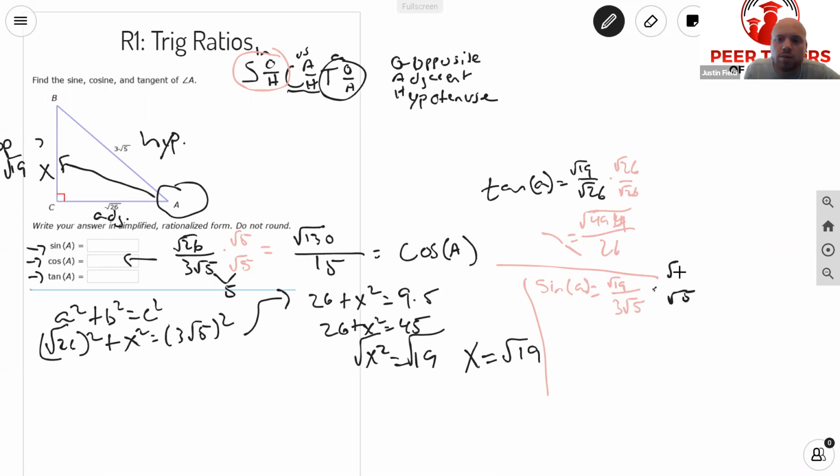Less talking, more math. Okay, so 19 times 5, that's 95. So then 95 on top and then 15 on the bottom, 3 times 5. Okay, so that is the sine of A.